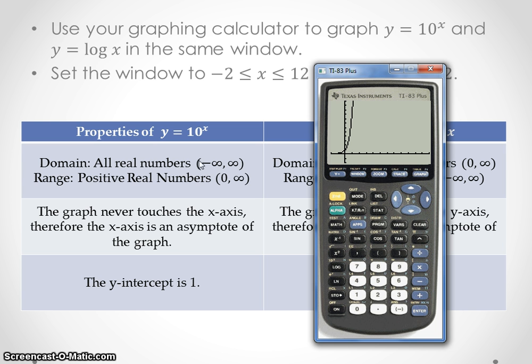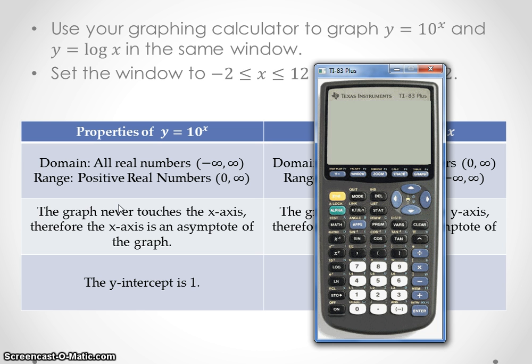And our domain, remember, was all real numbers. If I squish this to the x-axis, each side would be going on forever and ever to the negative infinity and forever and ever into the positive infinity. And then our range, remember, was positive real numbers, so we're not including 0 here. So we never hit 0, but it does go up into infinity.